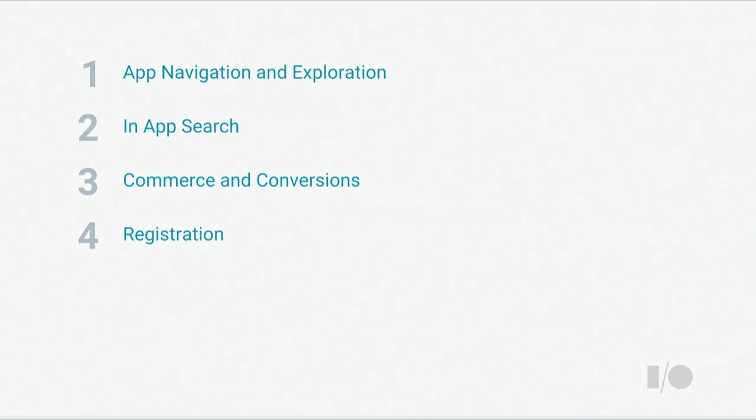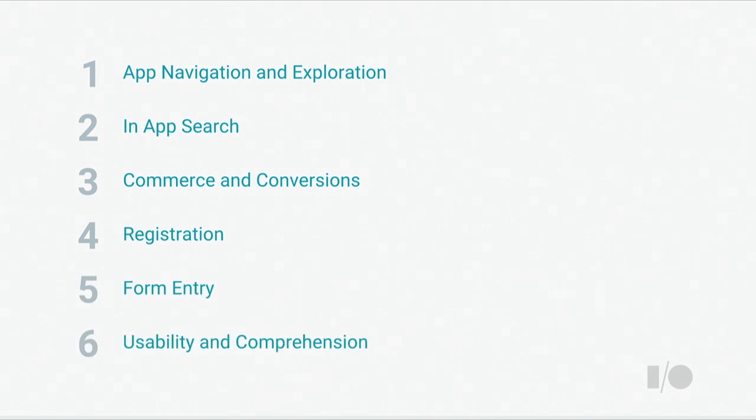Okay? So the different chapters that we have are around app navigation and exploration, in-app search, commerce and conversions, registration, form entry, and usability and comprehension. Now, we've got 25 of these different principles, but here in this talk, I'm just going to go into 2 principles from each of the chapters, and the rest of the principles are available to you online.